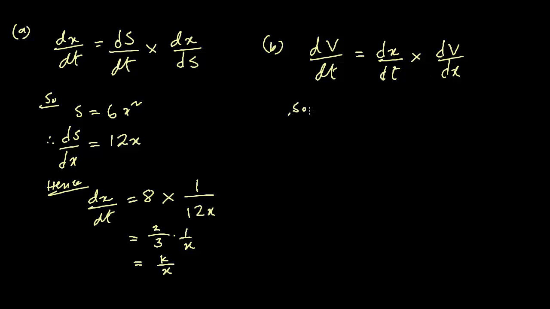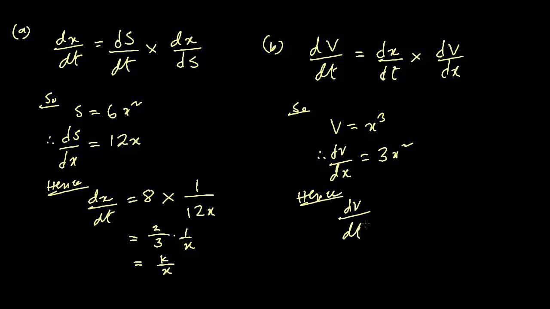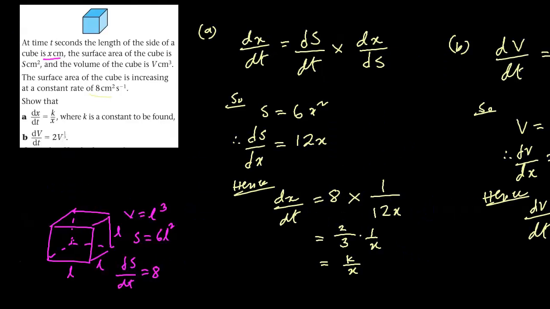So here again volume is L cubed, meaning x cubed, so the derivative dV/dx is going to be 3x squared. Hence we can put it over here, dV/dt equals, now dx/dt is 2/3 times 1/x multiplied by dV/dx, which is 3x squared. If we cancel this 3 and this 3 and this x and the other x, it would be 2x. Now we have to show 2 times V to the power 1/3.